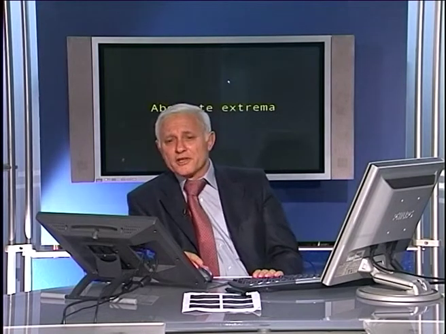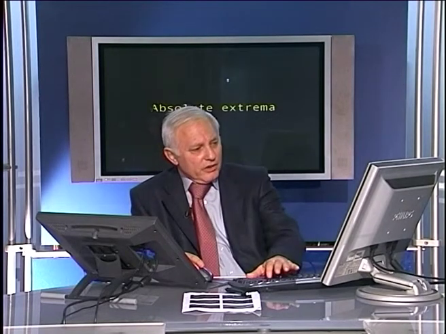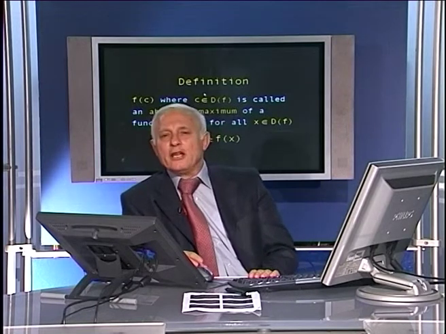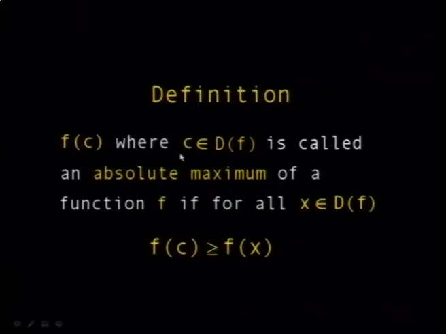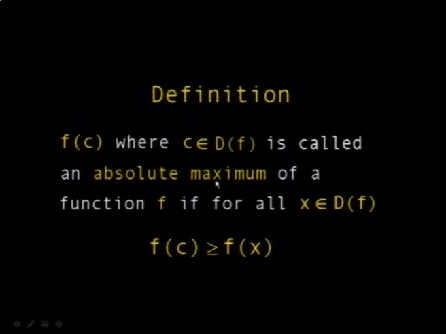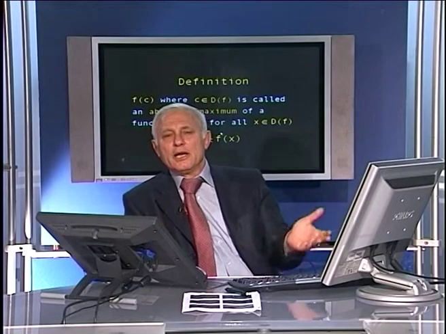But this is not always true. Here, for example, we have to first define the meaning of an absolute extrema. Well, f of c, where c is an element of the domain of f, is called an absolute maximum of a function f if for all x in the domain of f, f of c is greater than or equal to f of x. Here you don't have to have an interior point. You may have a global extrema at the endpoints, because they lie in the domain of f.